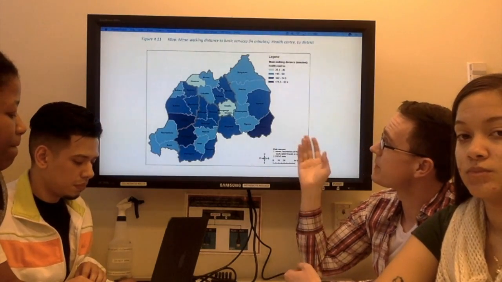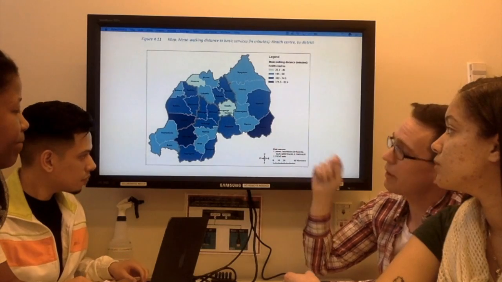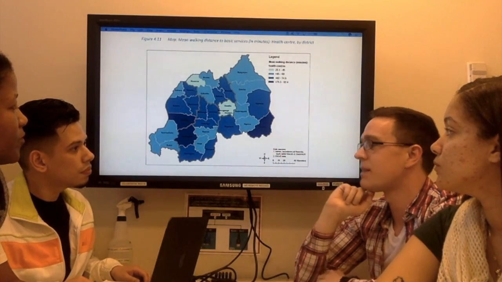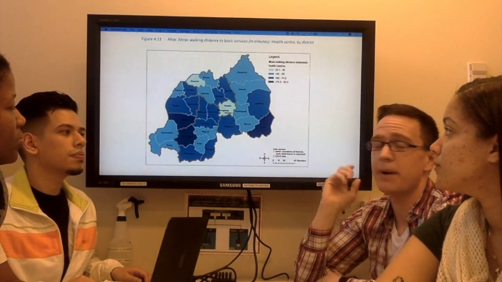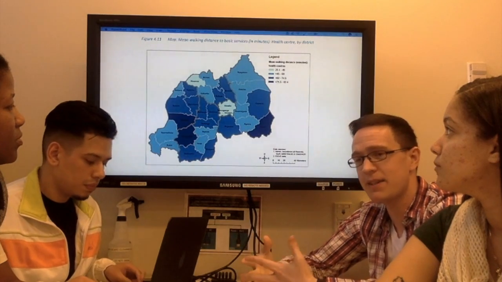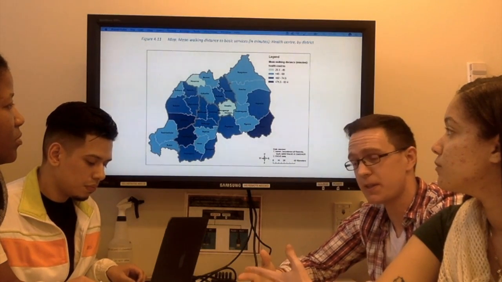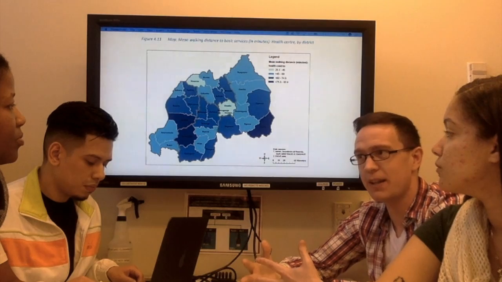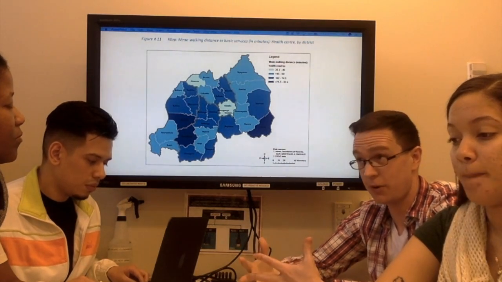This map shows that on average, the residents need to walk about 75 minutes just to access basic healthcare services, which you can imagine is very challenging when trying to look after your health.